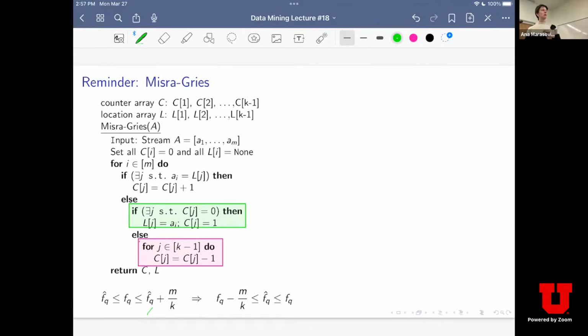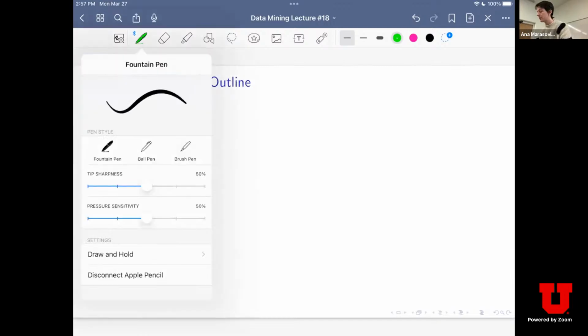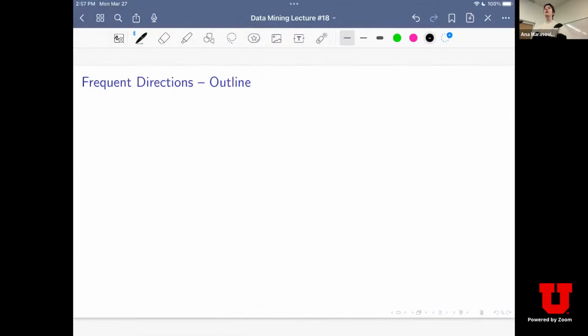Okay, so that was Misra-Gries, and frequent directions follows similar steps. So let's go over this. We won't have a counter and a location array. Rather, we will have just something which more resembles a location array, and in those locations, we will try to remember what were the important directions in our data. If we can't put a new direction in our matrix, we are going to emulate that process of decreasing the counters such that we can get to 0 and then we can put the new one. It's not going to work exactly like that, but that's the intuition. What were frequent items there are important directions in our data for us.